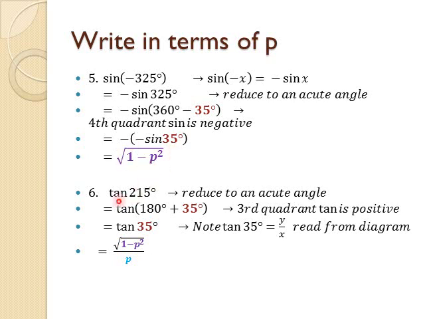The last one here, we have tan 215, so I have to reduce it to an acute angle less than 90. So 180 plus 35 would give me 215. 180 plus, third quadrant, tan is positive. So that becomes tan 35. Now remember, tan is y over x. So my y value being square root of 1 minus P squared, and my x value being P, so there's my final answer.